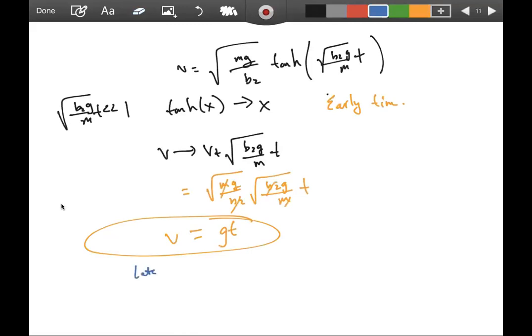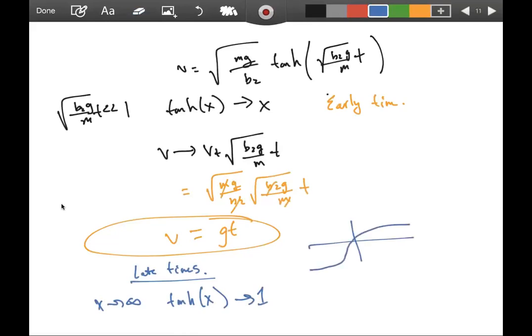Again, for late times, what happens in this case is that the hyperbolic tangent of the argument x, as x goes to infinity, simply goes to 1. It's just a property of a hyperbolic tangent. If I plotted it, it does this, where this is at 1 and this is at -1, which basically means that my velocity is simply going to go to my terminal velocity.